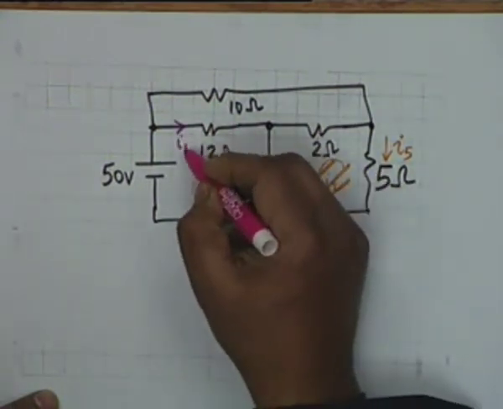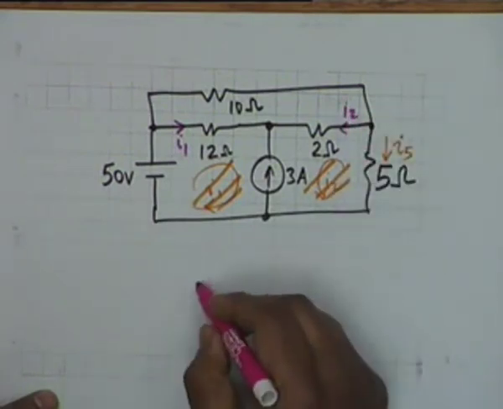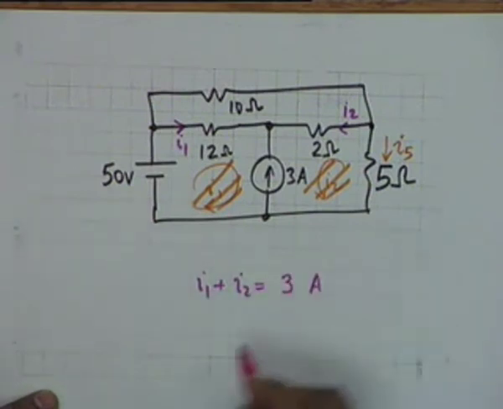Let us say this is I1 and let us say this is I2. Then you know that I1 plus I2 must be equal to 3 amperes. Isn't that right?